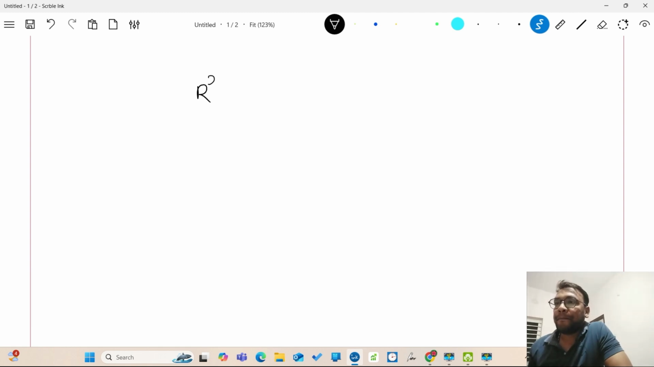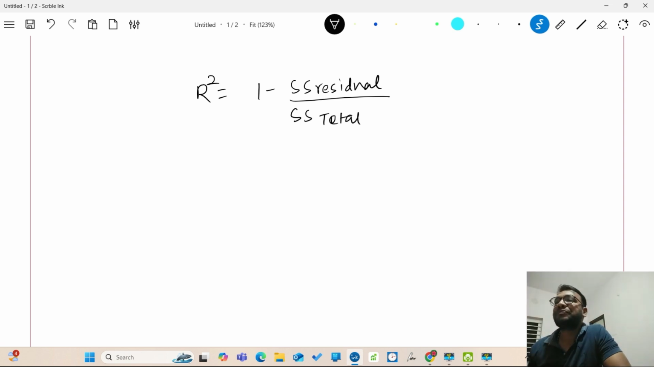Okay, so I start with a mathematical formula: 1 minus sum of residuals divided by sum of total. Okay, so SS refers to the sum of squares of residuals. You know what the residual means? Residual means error. Okay, now I write the same word equation in a mathematical form.